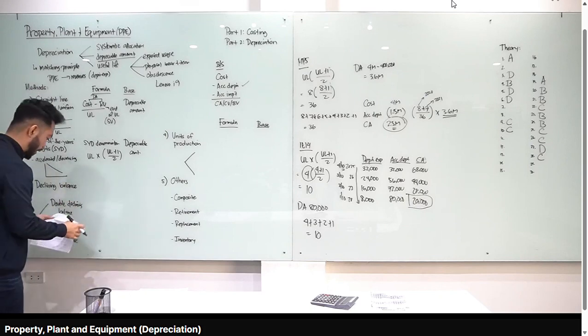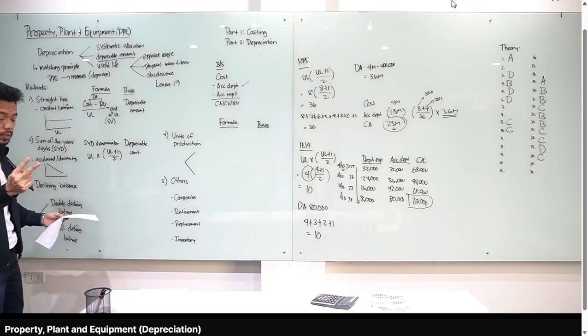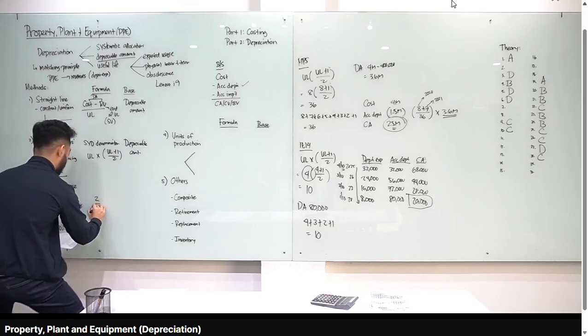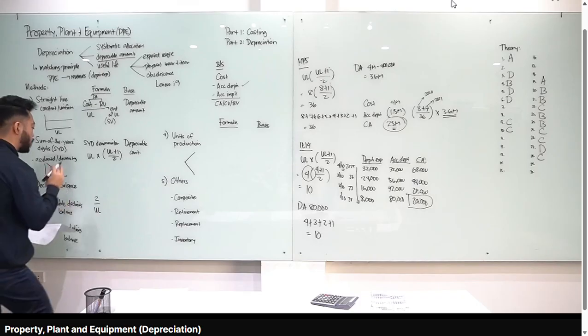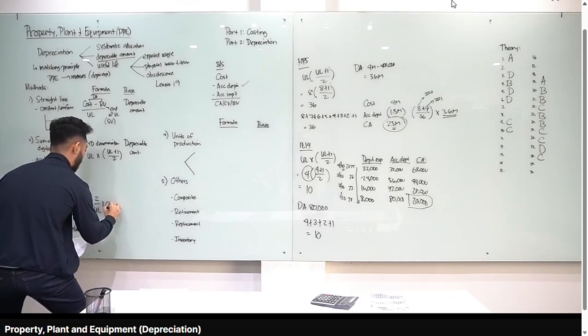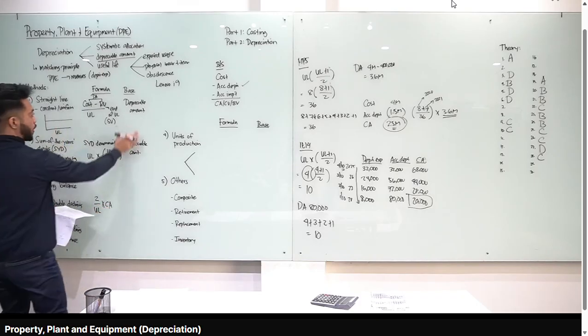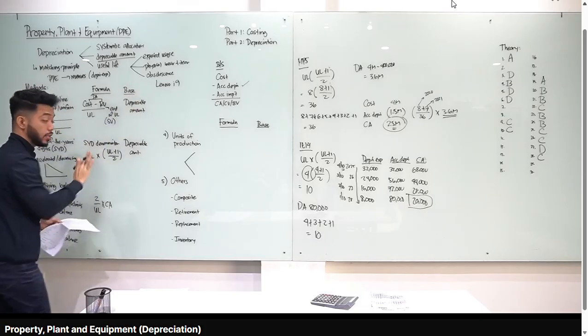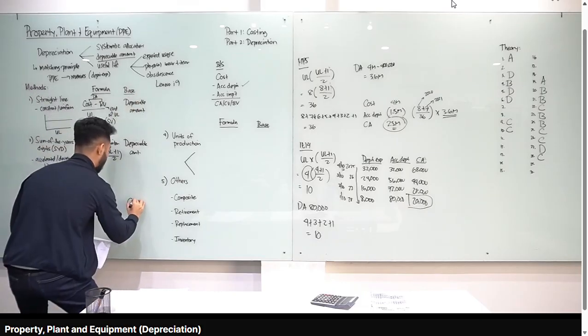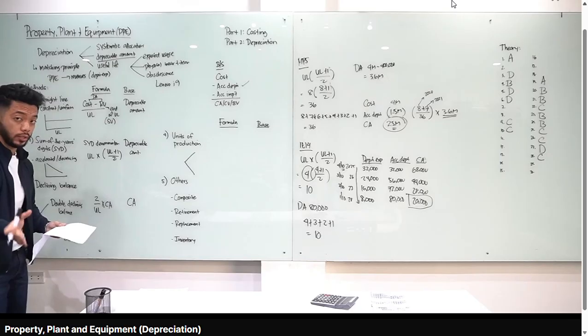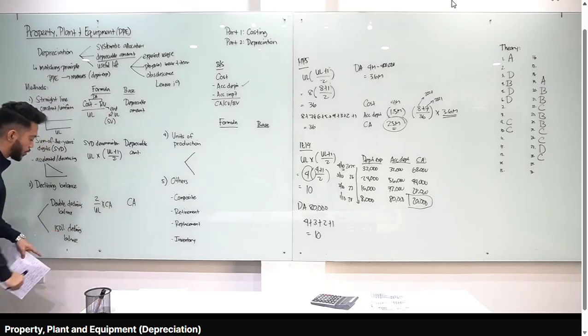Pag sinabi mong double declining, ano yung formula niyan? Di ba? Pag sabi double, 2 yung ibig sabihin nun. Ganito lang yan. 2 over useful life, multiply mo siya sa carrying amount. So, ibig sabihin, class, kapag declining balance, yung base natin, hindi depreciable amount. Ang base natin is the carrying amount. Ano ulit yung carrying amount? Cost minus accumulated depreciation.